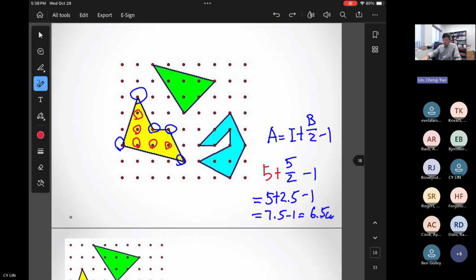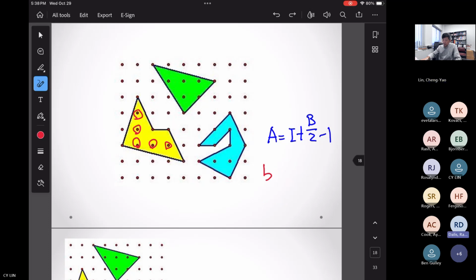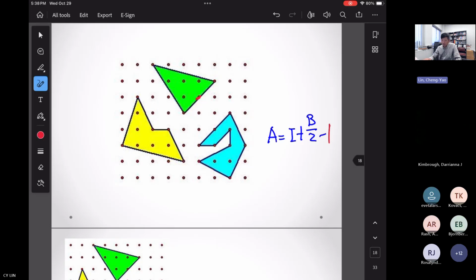Okay. How about, can you do the light green? The second one right here. Do the light green, finding out the area. The green, not the blue. Okay. And this one will be a boundary point, not an interior point, okay? The one I circled, this one, is a boundary point.